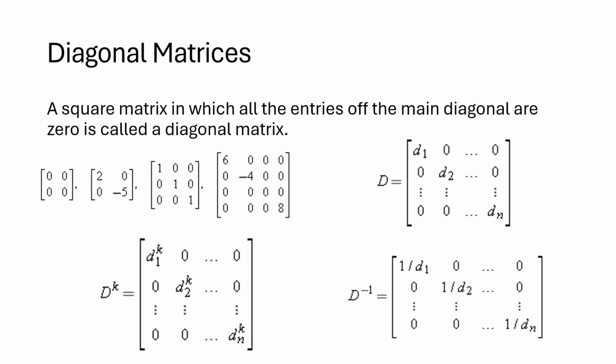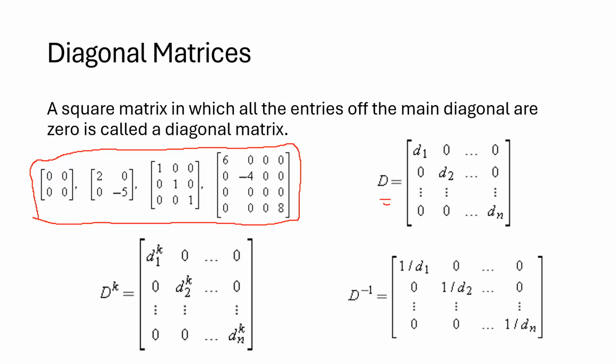So, diagonal matrices. A square matrix in which all the entries outside the main diagonal are zero is called a diagonal matrix. As you can see in this example, these are examples of diagonal matrices, and outside the main diagonals are zeros. If that is the case, then that would be a diagonal matrix. So in general, an n by n diagonal matrix can be written like this.